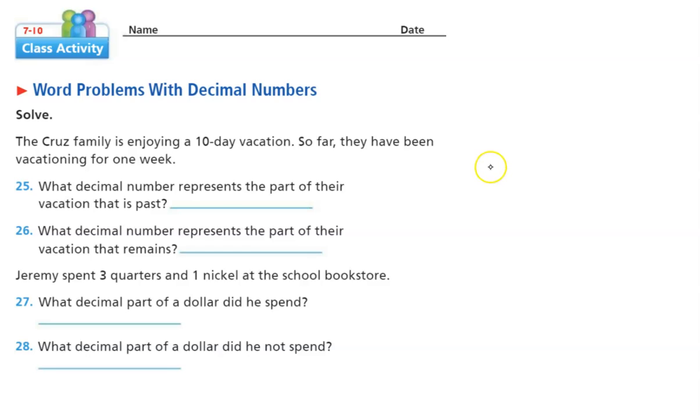Well, they've been vacationing for 1 week, which is going to be 7 days. And how many days is their vacation altogether? It's going to be 10 days. So to write that as a fraction, we would see that as 7/10. And a fraction is going to help us also write our decimal point. So this basically reads as 7/10. And because I now know that this place value in a decimal number means the tenths place, I can write that down as a 7 right there. So this says, what decimal number represents the part of their vacation that is past? They have used up 0.7 of their vacation so far.